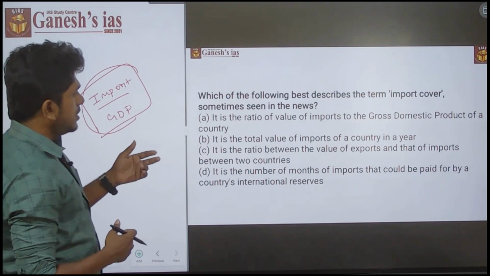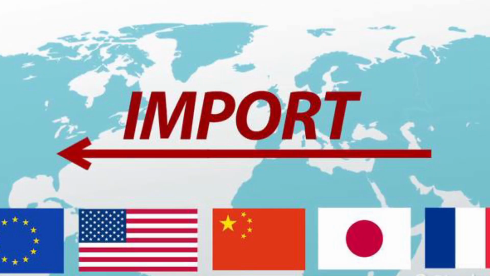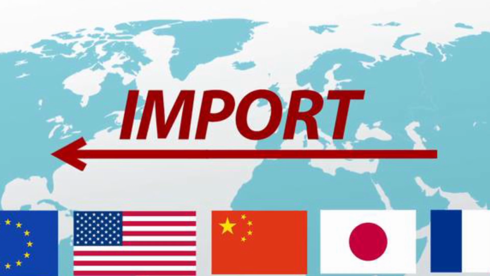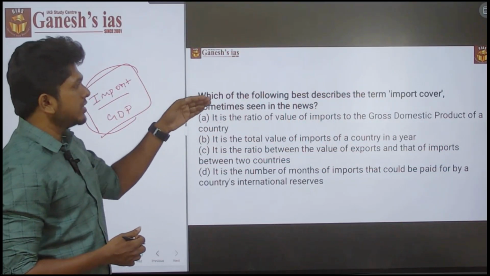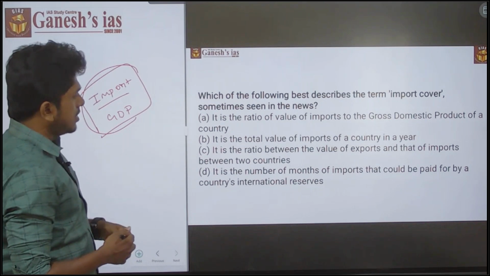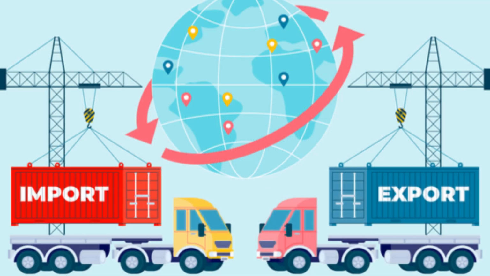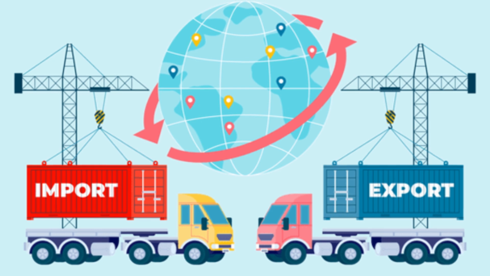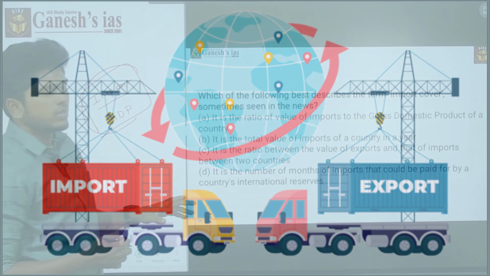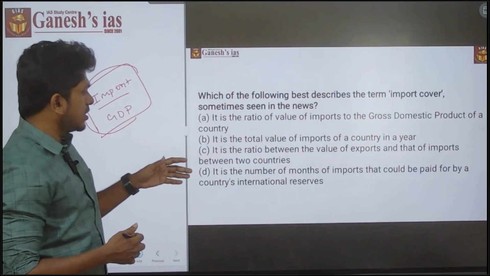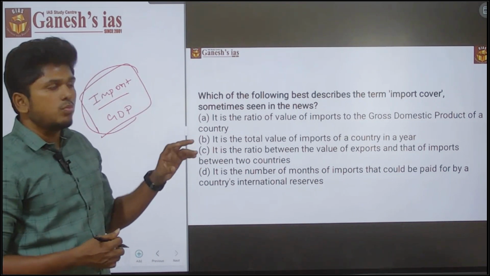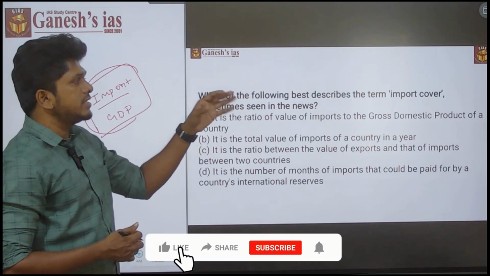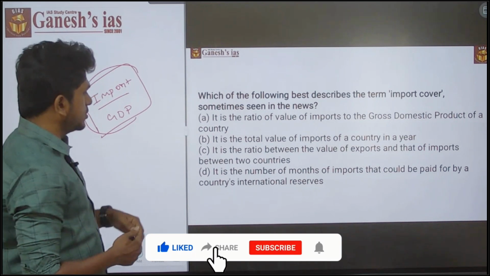B, it is the total value of import of the country in a year. It is saying import cover, so this is also not that much connected to import cover. C, this is the ratio between the value of the export and that of import between two countries. So this is also not that much. If you read through all four statements, the fourth statement is more optimal towards import cover. Please read the fourth statement.